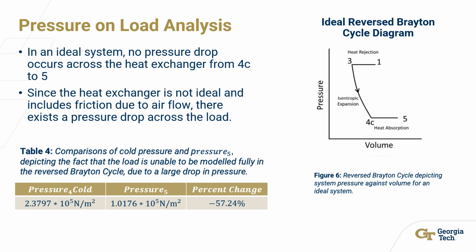In an ideal reverse Brayton cycle system, there is no pressure drop across the heat exchange with the load, between stations 4C and 5. However, the system used is not ideal, and the air experiences a pressure drop as it cools the aluminum block. This is due to frictional pressure losses as the air flows through the exchanger and demonstrates the losses of a real system. These losses resulted in a 57% pressure drop across the load as the refrigeration system cooled the load.